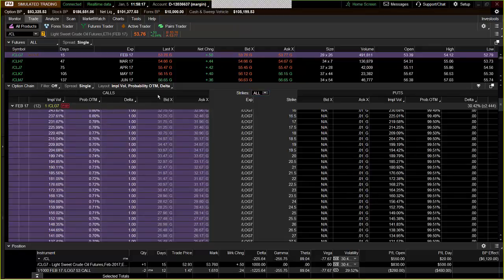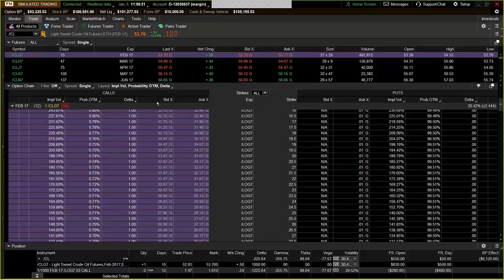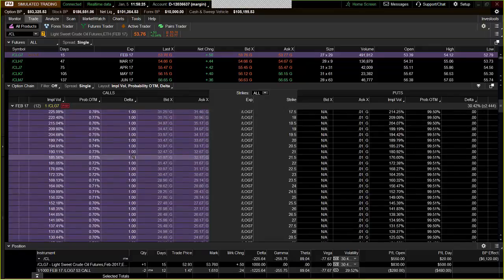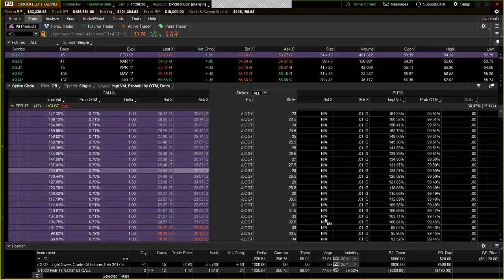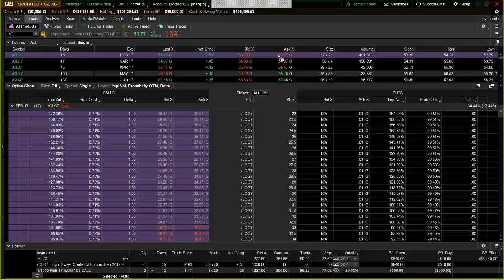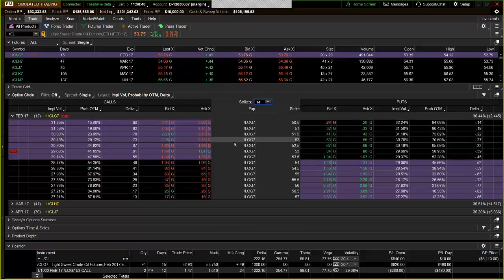Rick will go here and we'll change this. This should have delta on it. It says it's got delta on it. Where's the delta? Right here. So Rick is going to come down here. These are all way out of the money, so let's get rid of this all because we would never trade those. Let's go down here to 14.